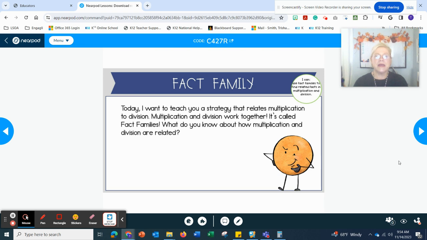So today I want to teach you a new strategy that relates multiplication and division. Multiplication and division work together. It is called fact families. What do you know about multiplication and division? And how are they related?